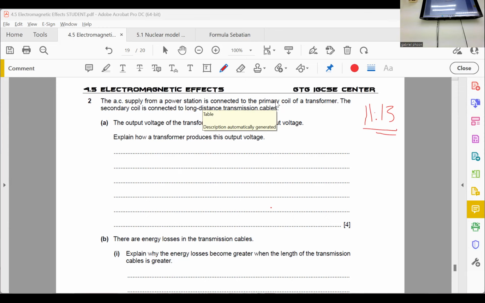You get one mark for saying the magnetic flux. You get another mark for saying it's set up.